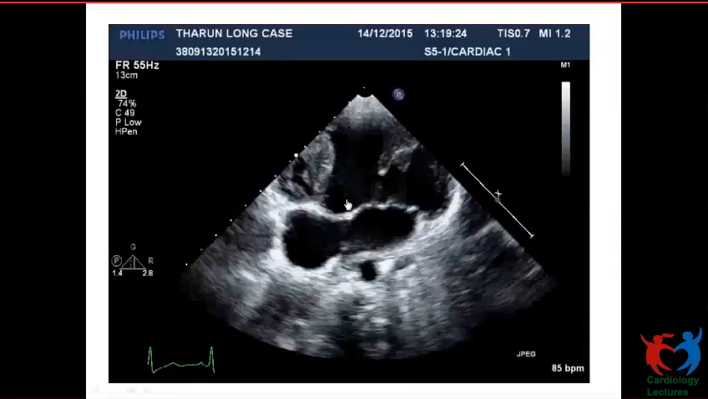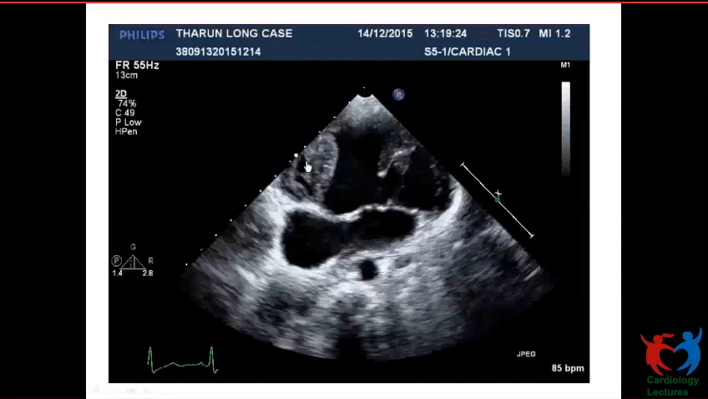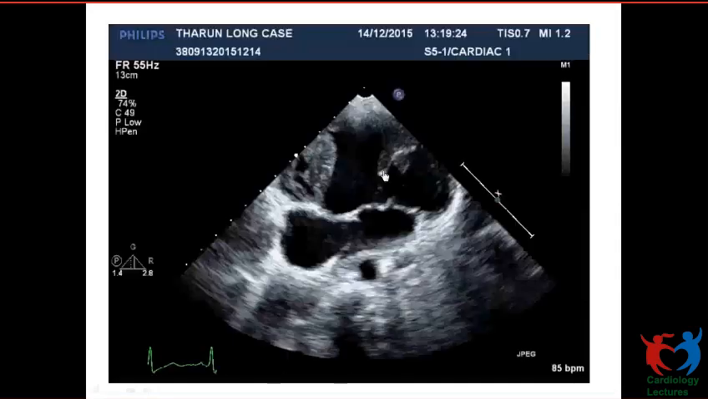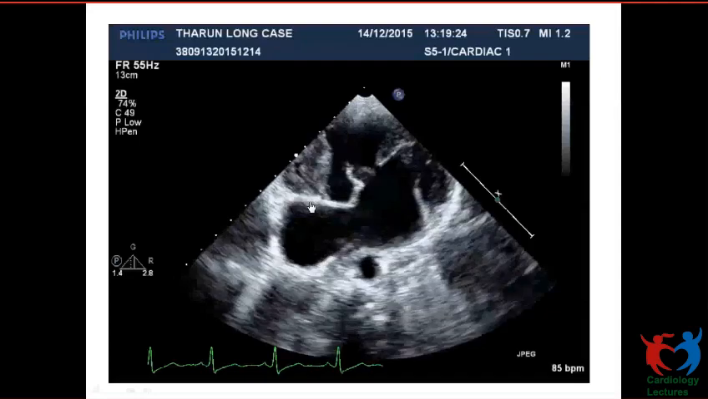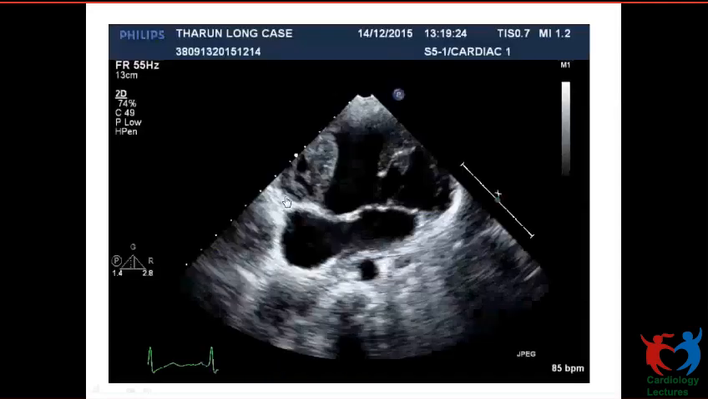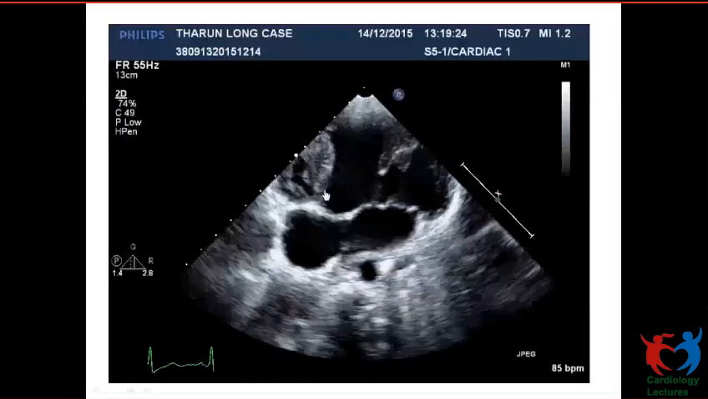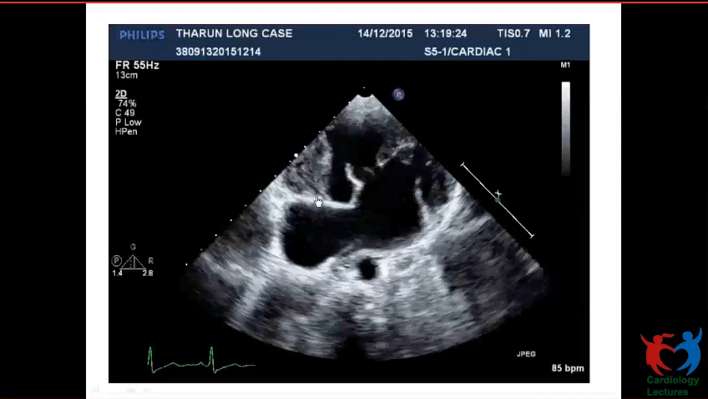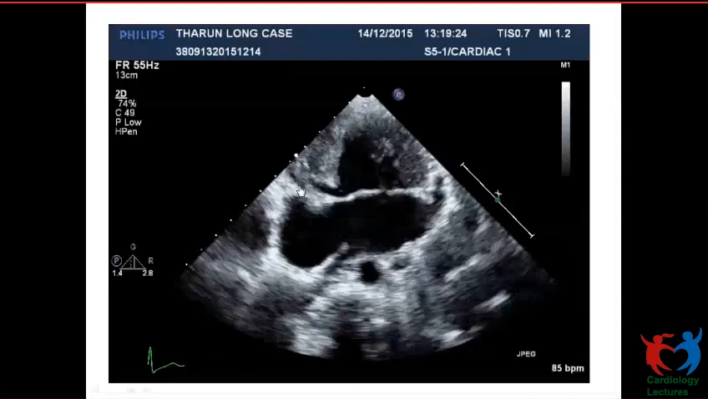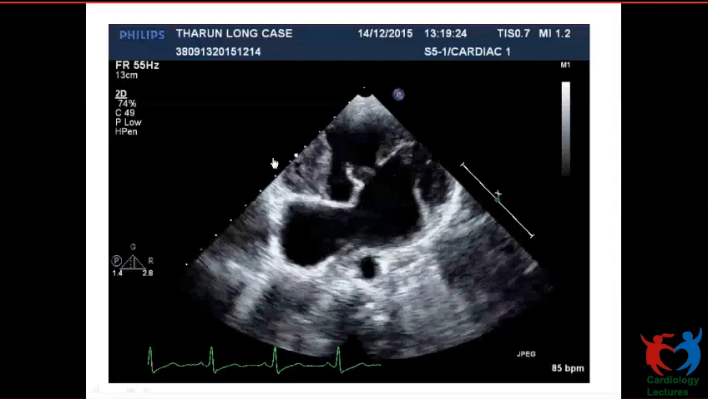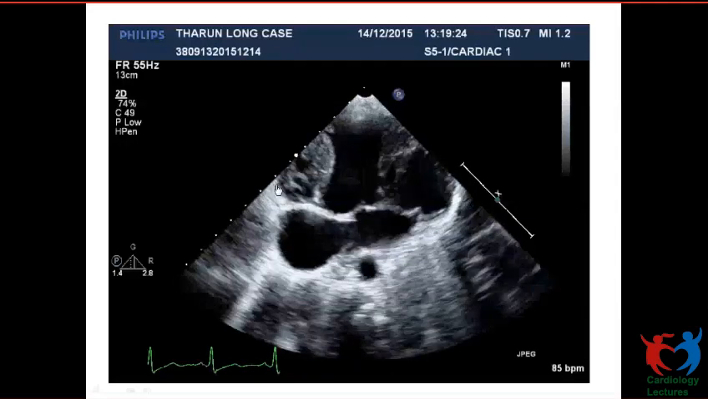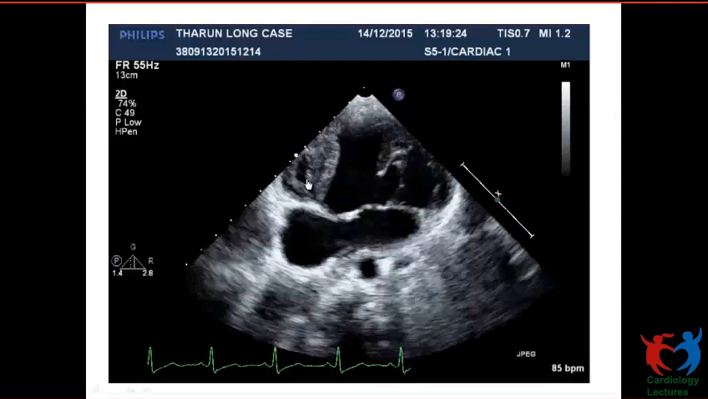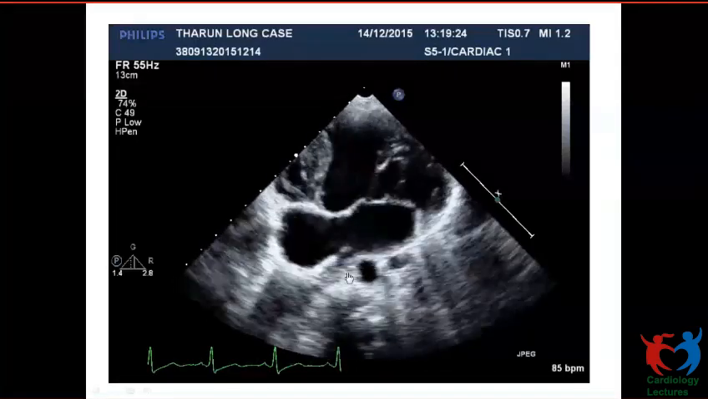You can see a small cavity here, the RV cavity. How does the RV get the blood? Through the VSD. If you tilt a bit, you'll see the VSD here. Color should be able to demonstrate it. So this is a hypoplastic right ventricle, and the size of the right ventricle depends on the size of the ventricular septal defect. What is this structure?